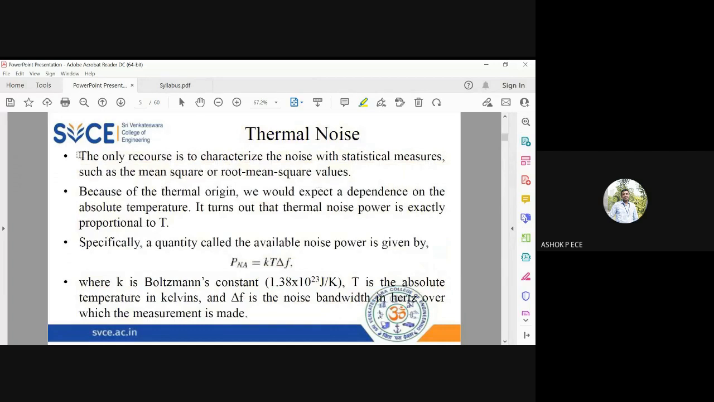So the only way you can model this noise is using statistics. In statistics, we have a few things. One is called mean square. Another is called root mean square. Another is called variance. So you have all these formulas in probability by which you can model this noise.